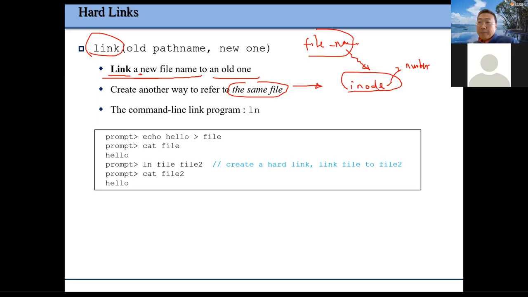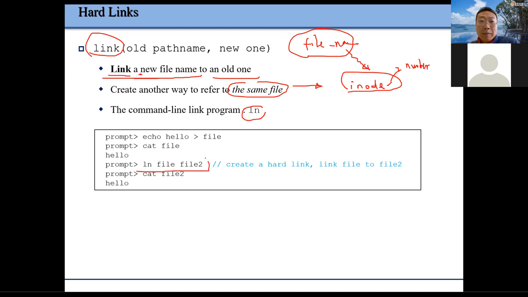So how to do that? Remember, we talked about directory file, right? Inside a particular directory file, we contain this mapping between file name and its corresponding inode, okay? Then using link, we can add this entry into a particular directory file, right?